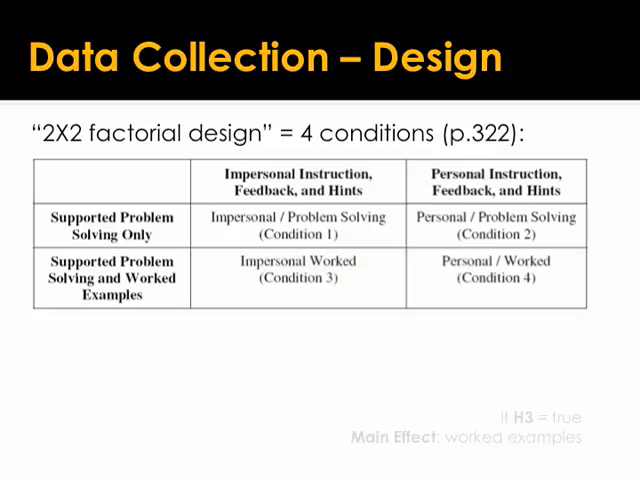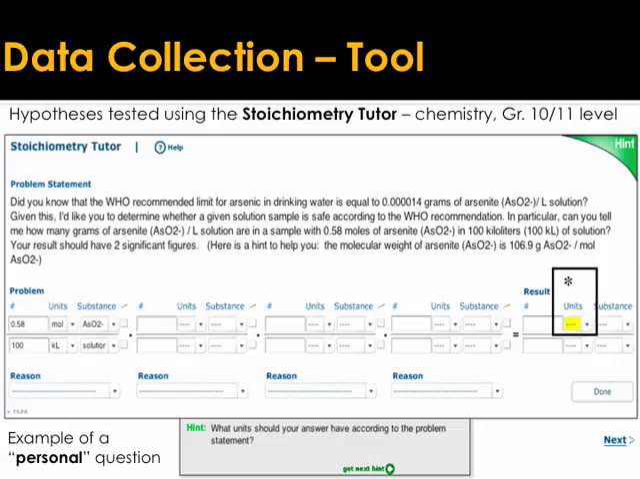So just to show you what the data collection tool looked like, as we mentioned, it's an ITS, or an intelligent tutoring system, and in this case they were looking at stoichiometry, which is a chemistry grade 10, 11 level, and you can actually see an actual question right there. As you can tell, it's a personalized question because it includes first language examples.